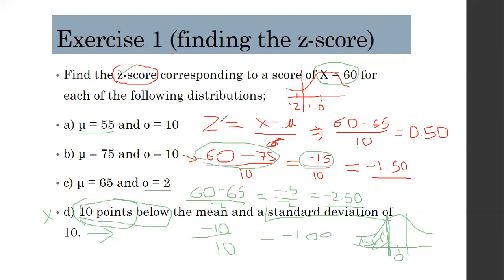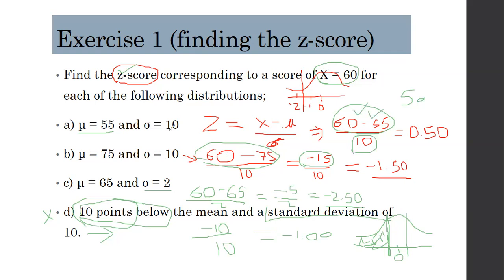Let's say for the first one, it means that there are 5 points above the mean. For this, the standard deviation is given. So that's why we use this 10.